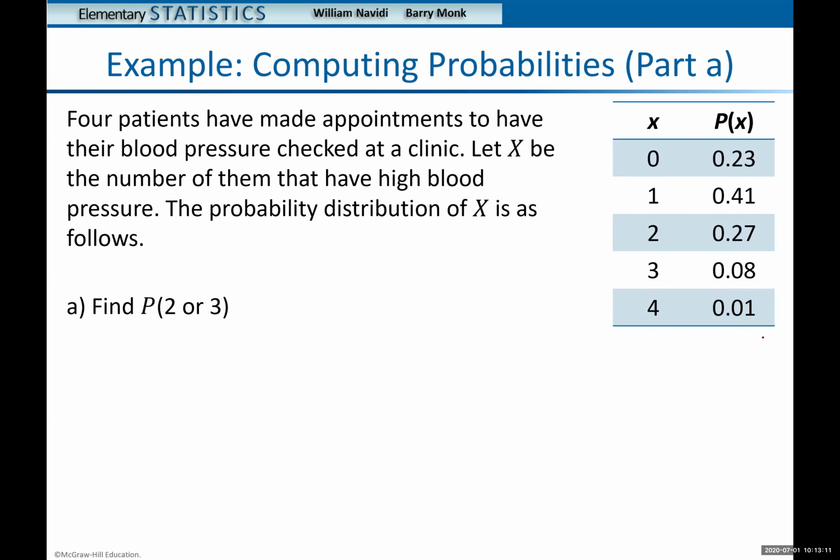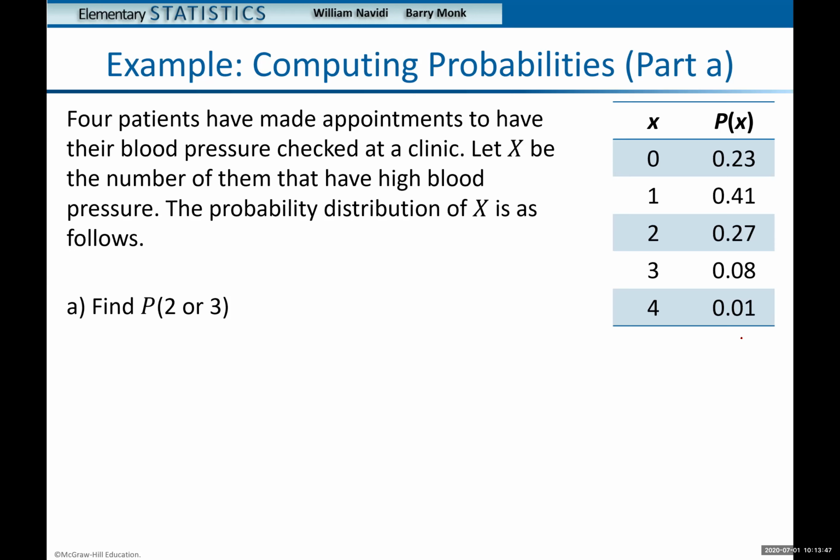Okay, so next example here. 4 patients have made appointments to have their blood pressure checked at a clinic. Let X be the number of them that have high blood pressure. The probability distribution of X is as follows. And as you can see here, first, is this a probability distribution? Yes, since these are all between 0 and 1, and the total is 1.0.